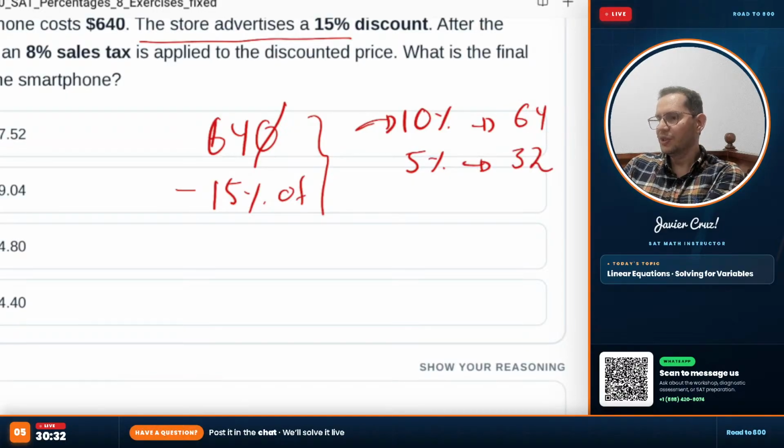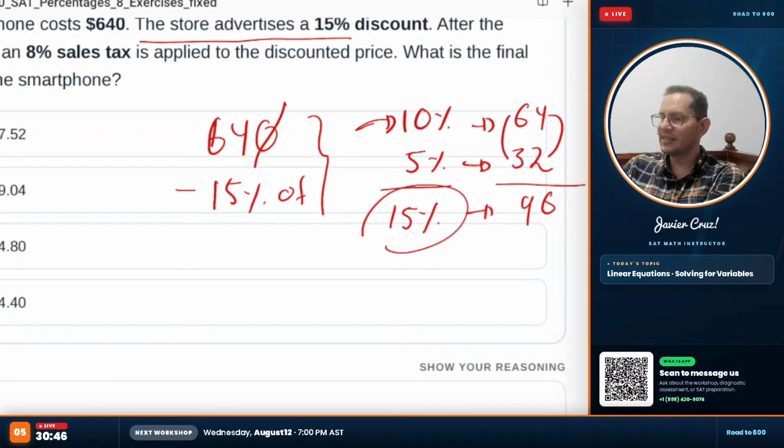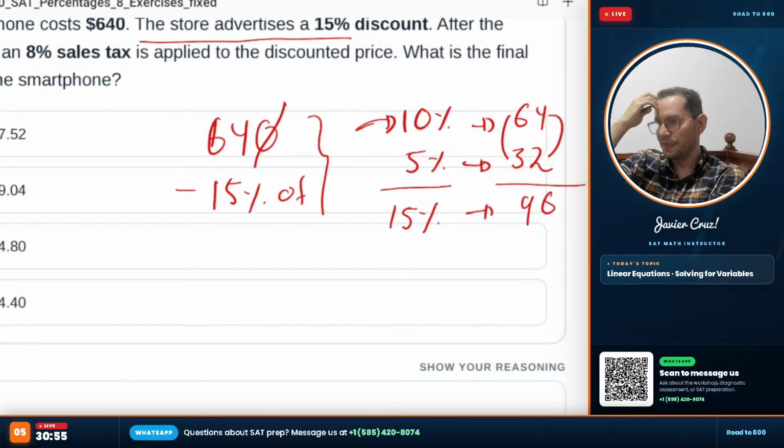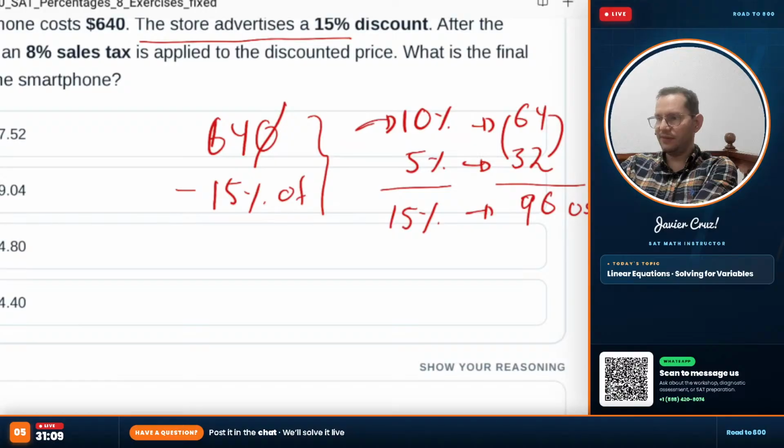The 32. So the 15% is the addition of 64 plus 32. What is the addition? 4 and 2 are 6, 6 and 3 are 96. That is the 15% of 640, right? And that is 96. 96 what? 96 dollars, right? USD. And then the problem says first the discount. So the first step is the discount.